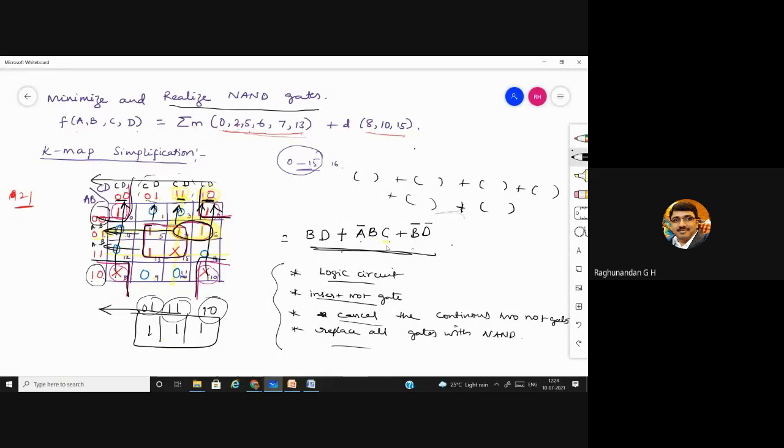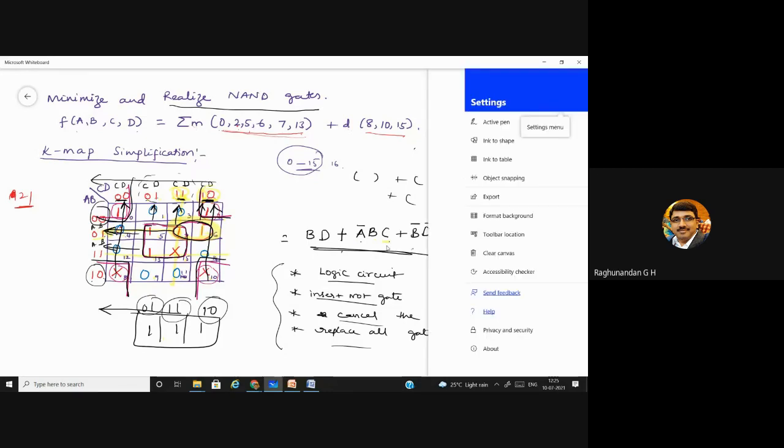Anybody is having any doubt? No, sir, no doubt. Okay. Fine. So we'll solve one more problem similar to this. If you have any doubts, you can get clarified.